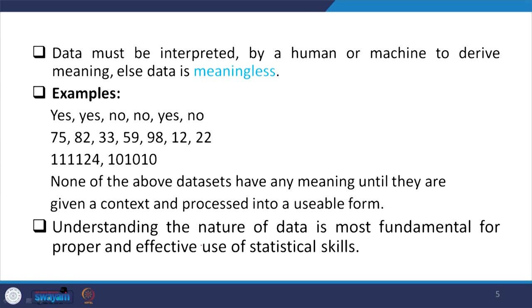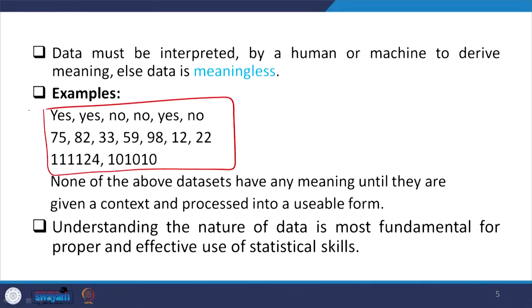Now, what else is important at the very beginning of our lectures? Data must be interpreted by a human or a machine to derive meaning, else data is simply meaningless. If you don't derive any meaning out of it, through a human or through a machine, if no systematic meaning or information is derived, it is simply meaningless. So it is not called data. So basically, what do we mean here? We say it is interpreted as meaningful information.